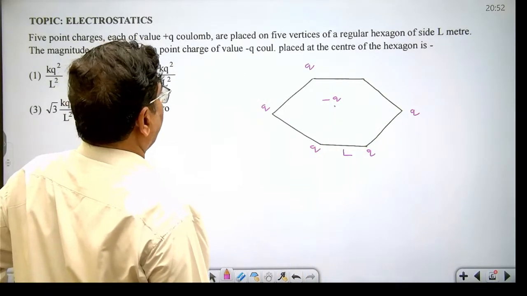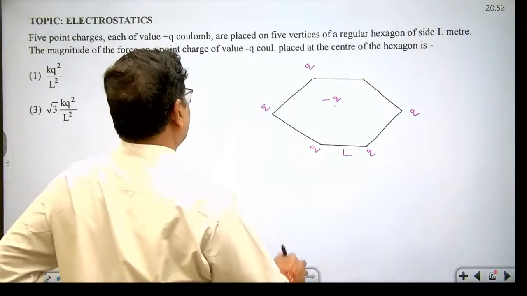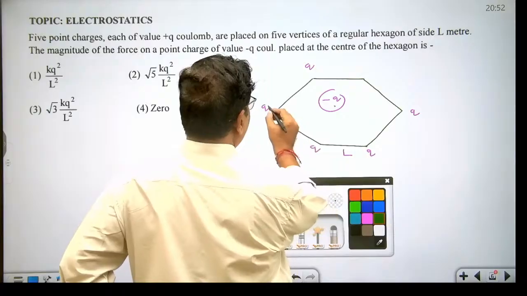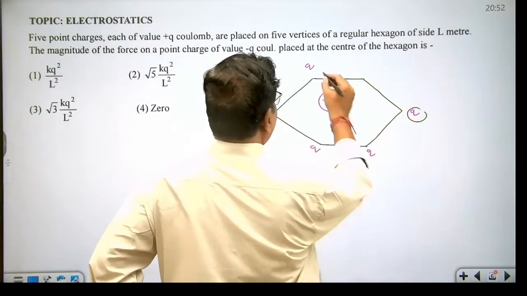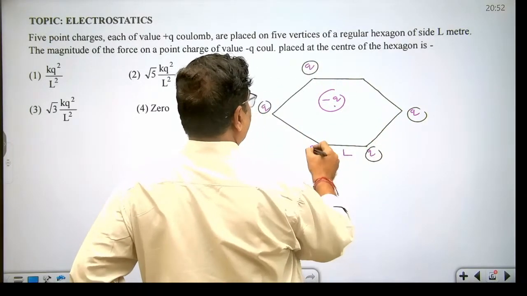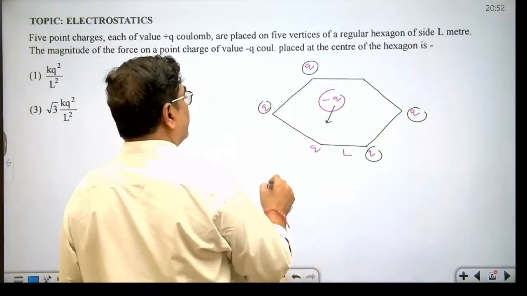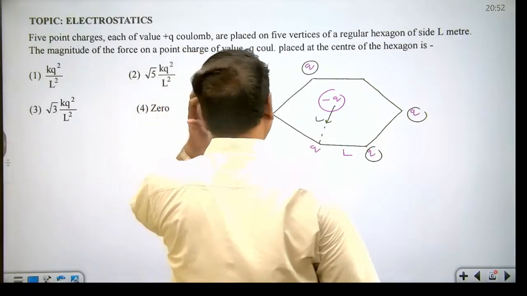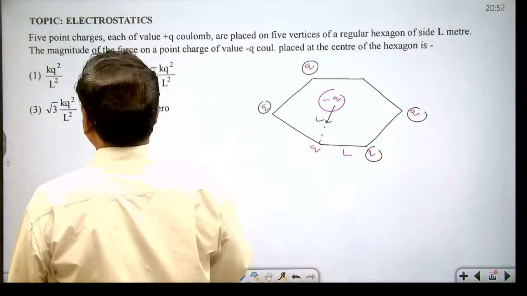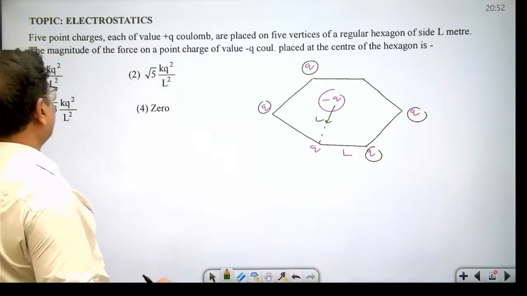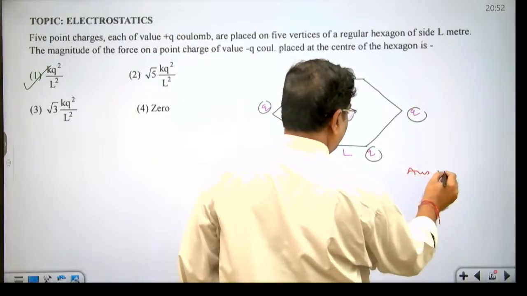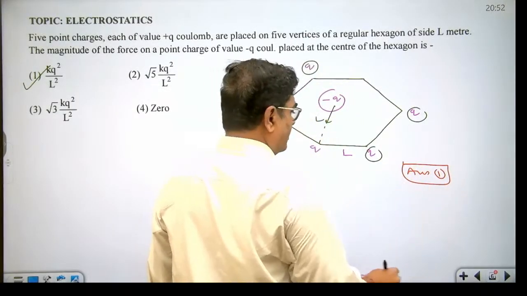Now the force on this charge will be, see here, force due to this and this will get cancelled, force due to this and this will get cancelled, and force due to this will be in this direction. And in case of a regular hexagon, all sides are the same, this is also L, so the force will be equal to kq squared upon L squared. So out of 4 choices, the correct choice is option 1. So answer 1 is the correct choice.